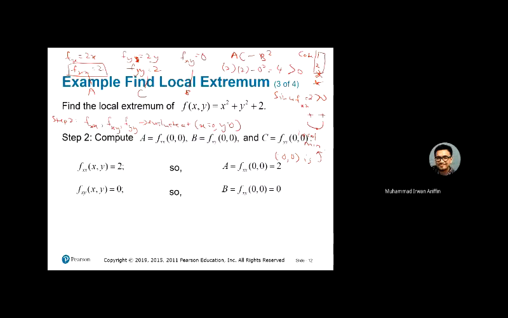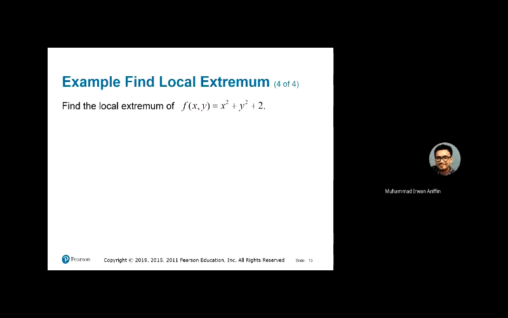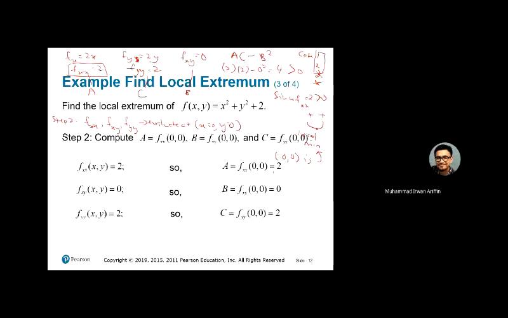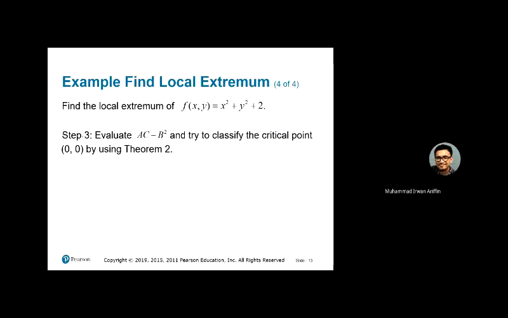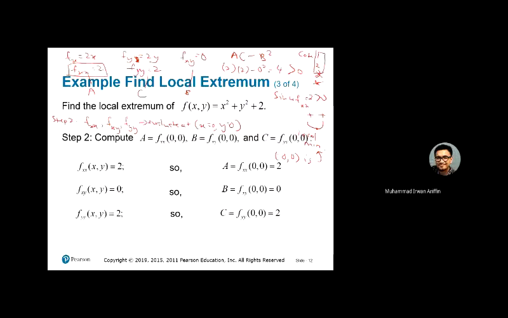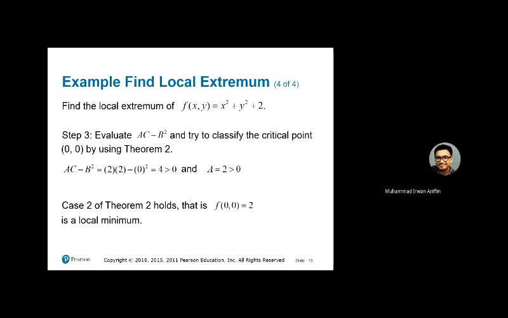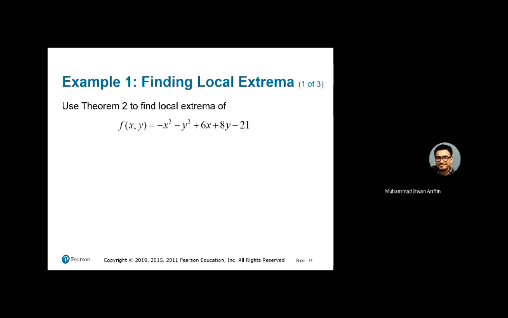Simple as that, right? So we have done step number 3 here, so I hope it is simple enough. We have case 2 basically, because this is positive, so we have a local minimum. The next example, I'm going to leave to you.